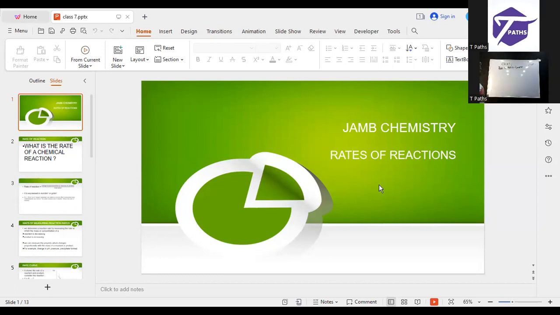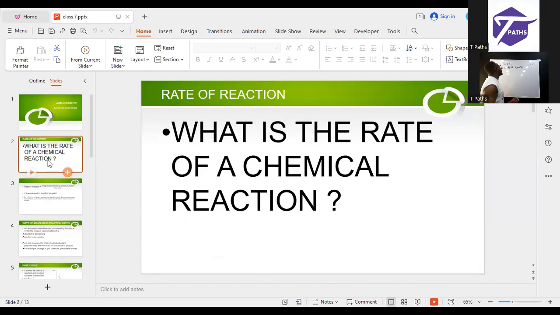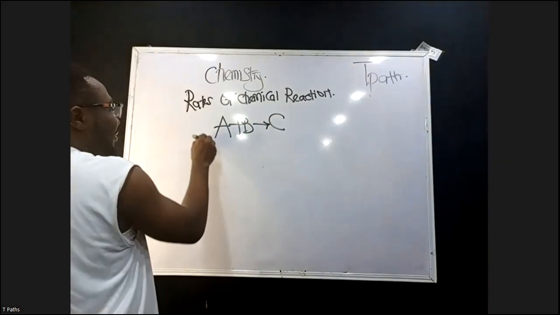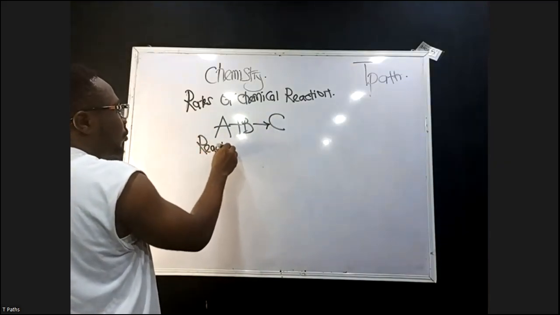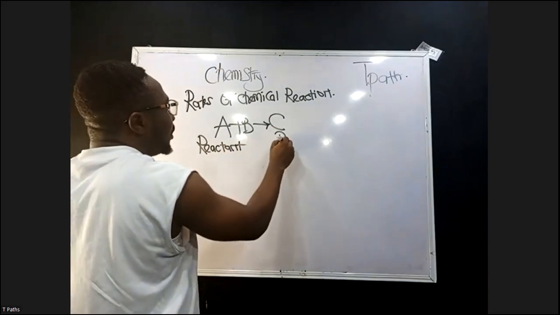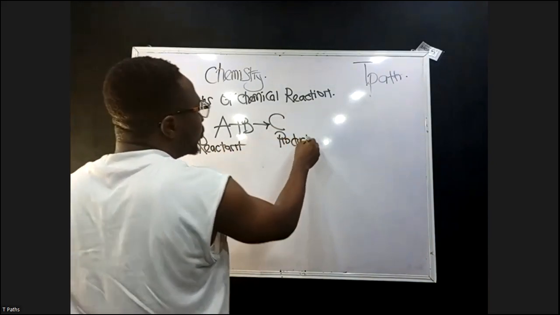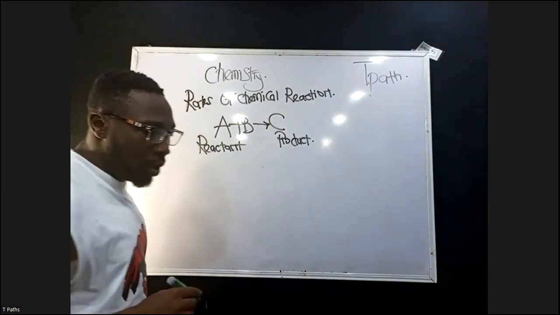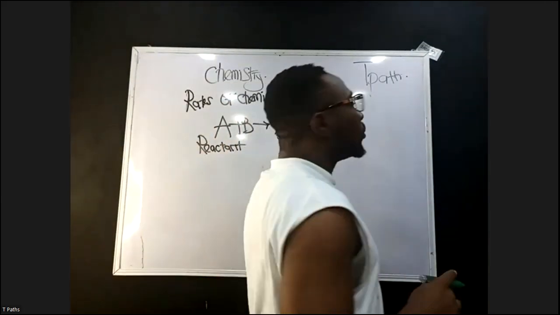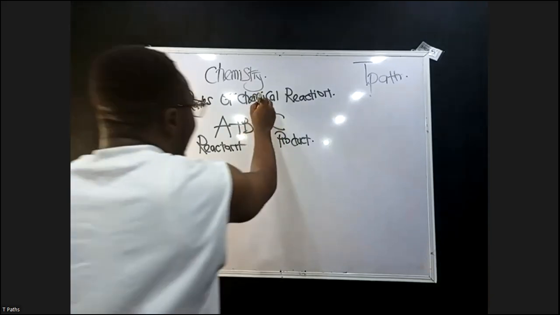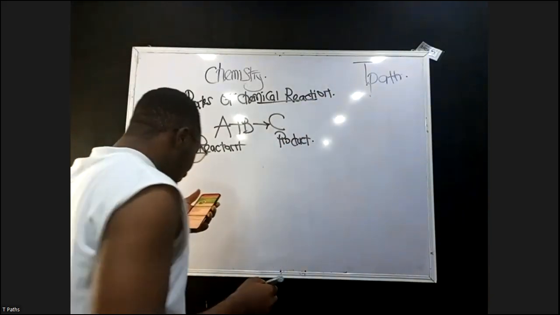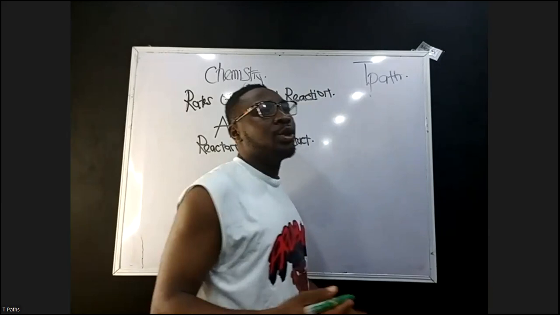Now, chemical reaction on its own is something that everybody must know about. We know that a chemical reaction occurs between a reactant and a product. Consider the reaction A plus B giving you C. This is what we all know. Now, what does the rate of a chemical reaction mean?